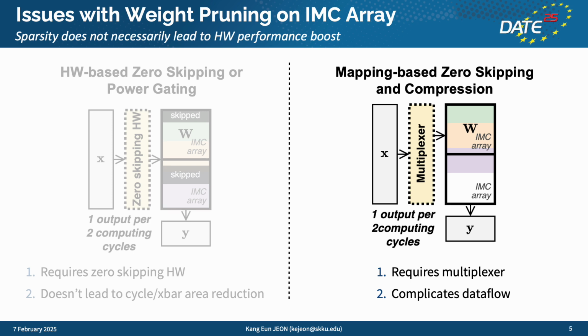To overcome such limitations, another way is to compress the mapping itself to form a smaller weight matrix. However, this will require the use of a multiplexer to route the input to the correct rows of the IMC array. And multiplexers are expensive, both in terms of area and energy. This also complicates the overall data flow, making the design less efficient.